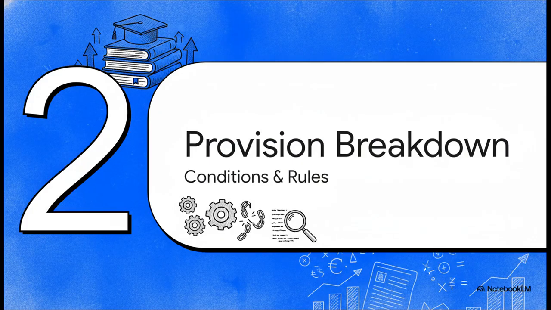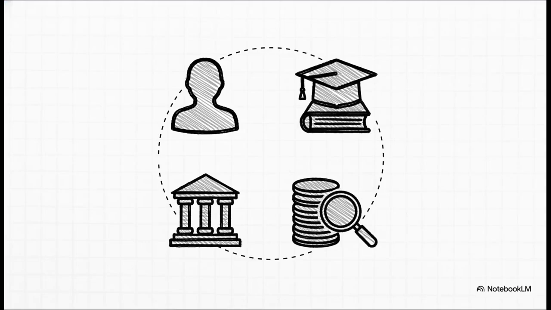Section 2, Detailed Provision Breakdown. All right, let's break this down. The crucial point here is understanding the core applicability conditions. Section 129, subsection 1, lays out 4 non-negotiable requirements. First, the assessee absolutely must be an individual. This means Hindu undivided families, or HUFs, and corporate entities, they cannot claim this.